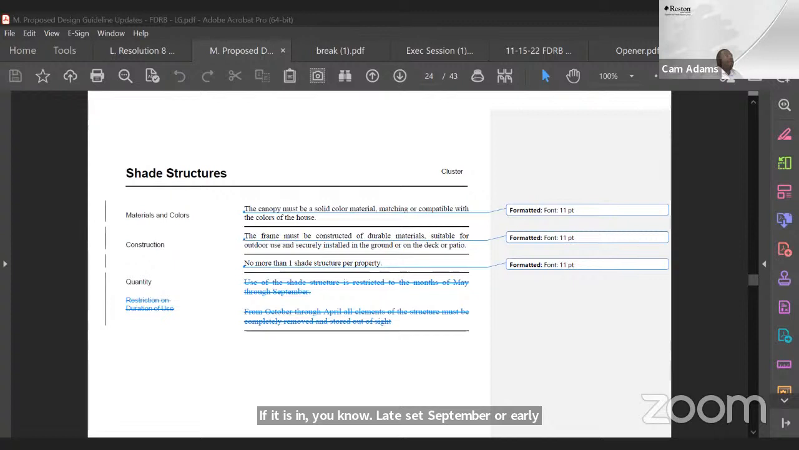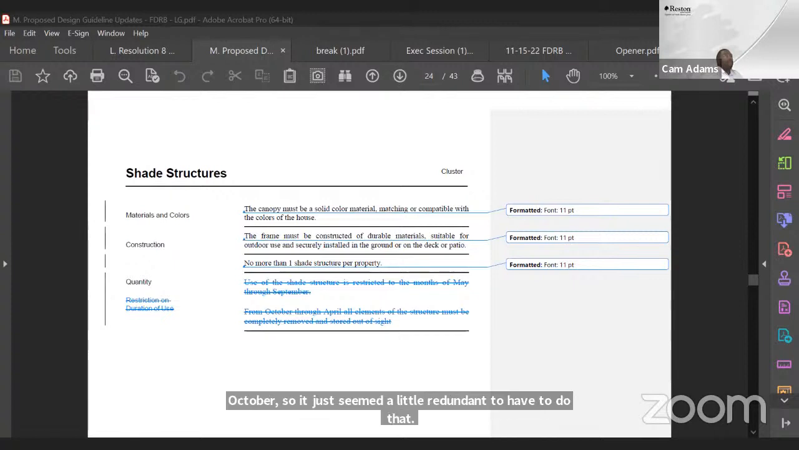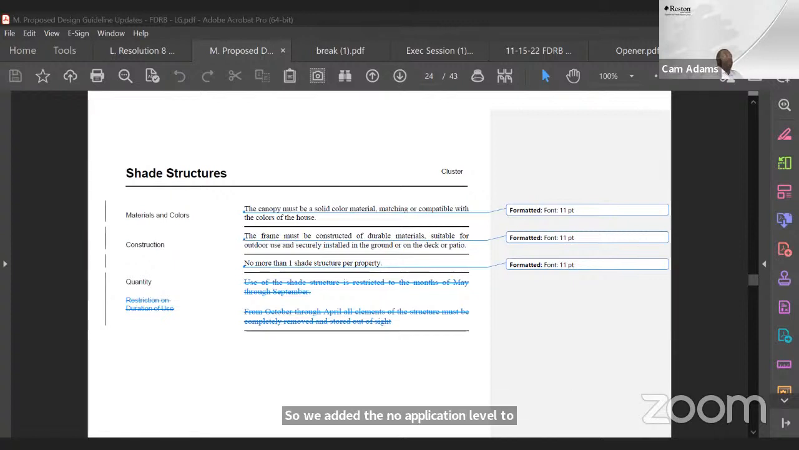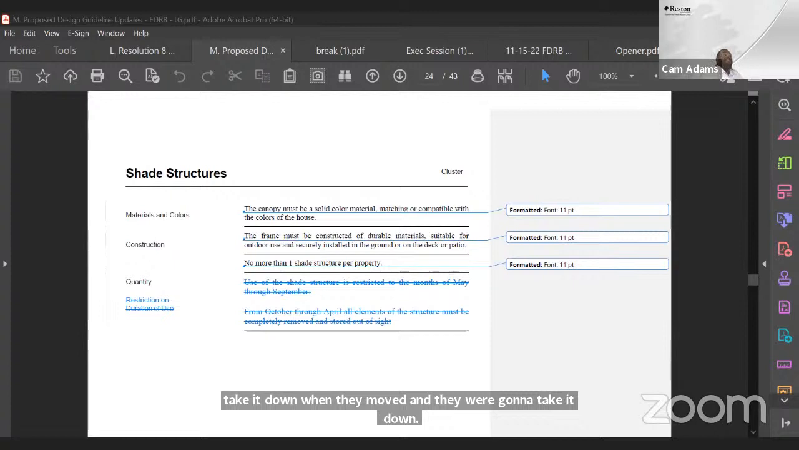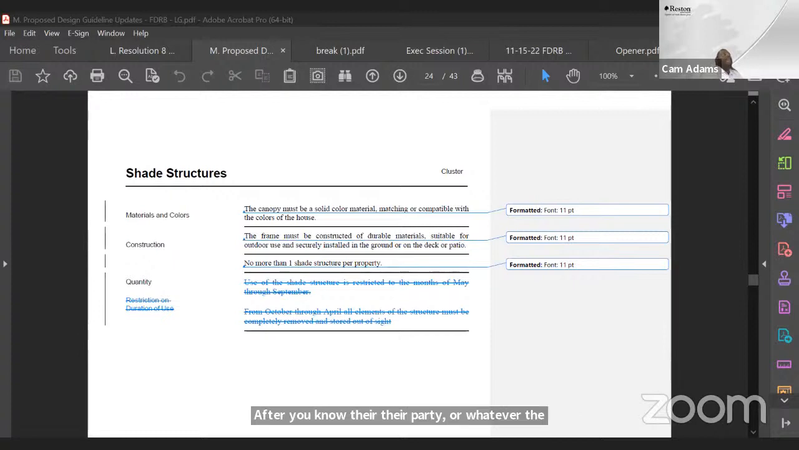So we added the no application level to address people who wanted it, and it was temporary, and they were going to take it down when they moved, or they were going to take it down after, you know, their party or whatever the situation was. And then if they wanted to leave it up year round, that application could be staff reviewed. I hope that makes a little bit more sense.